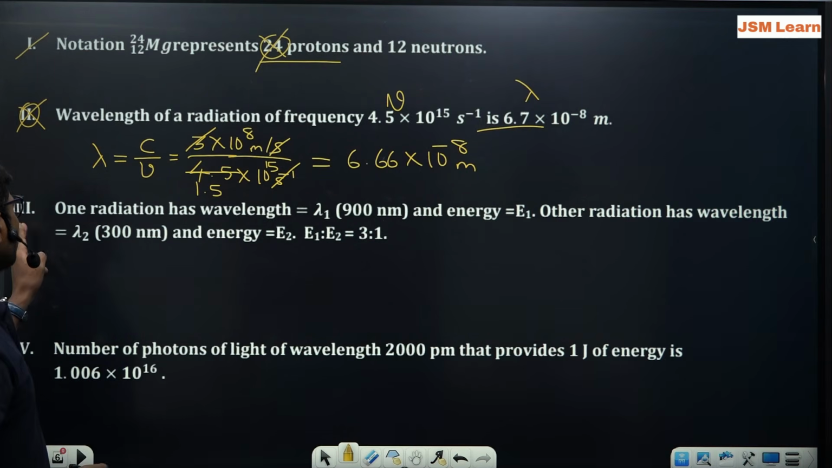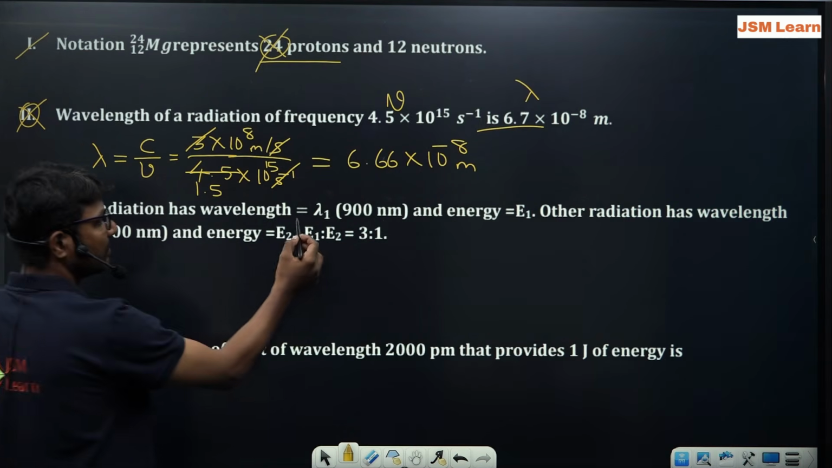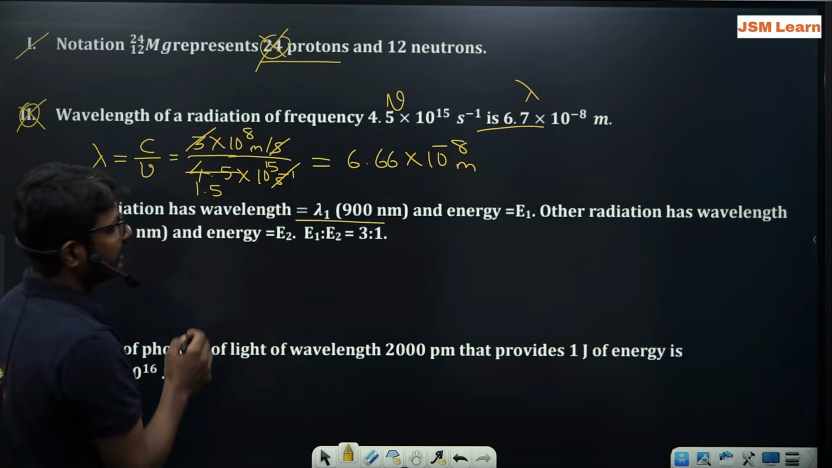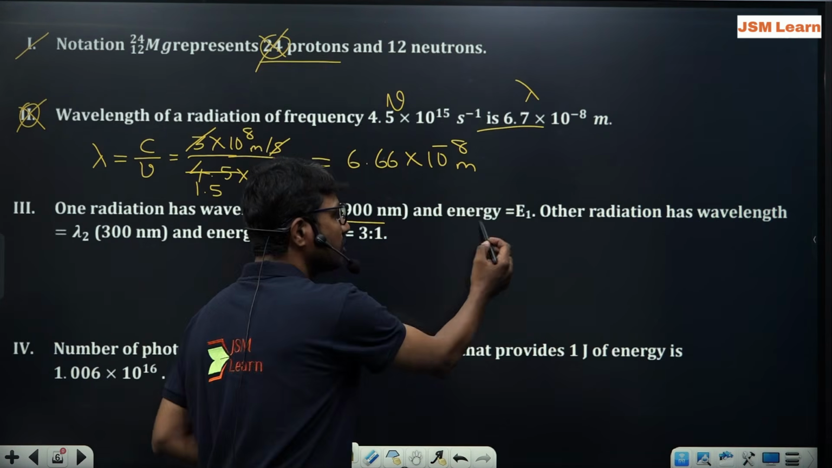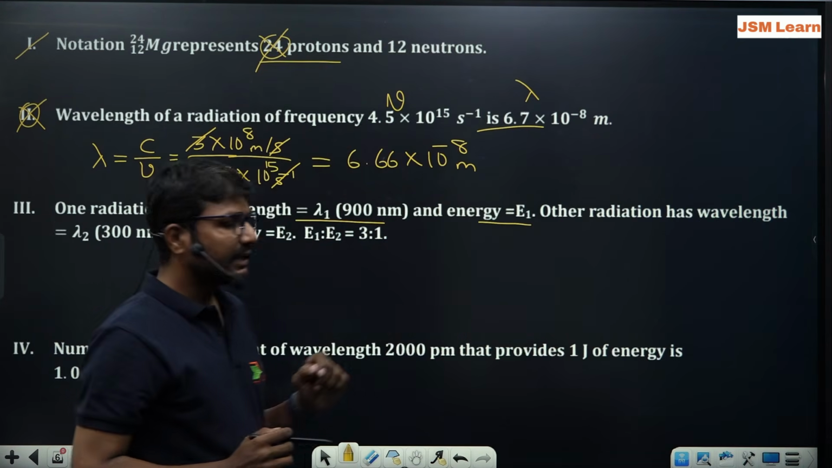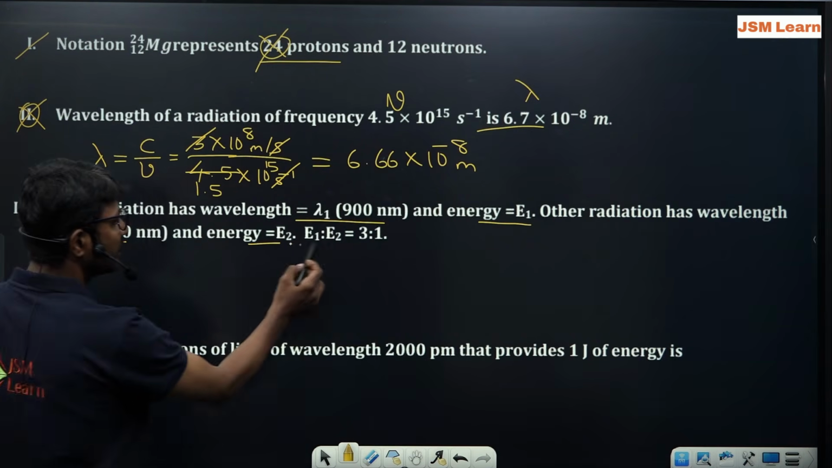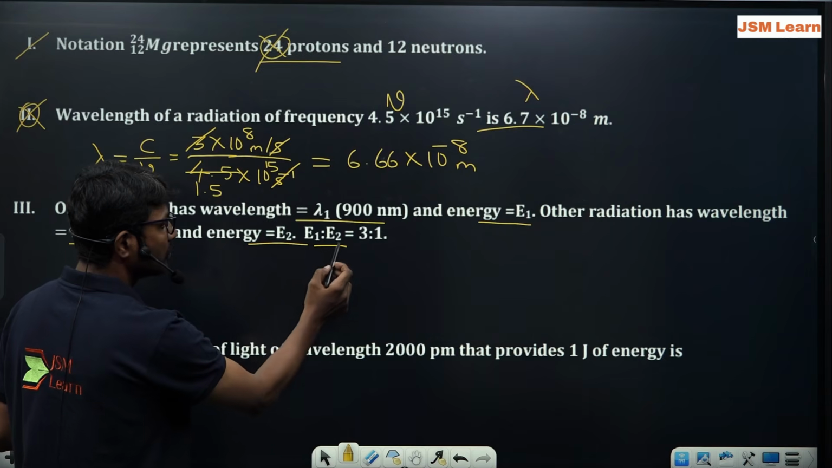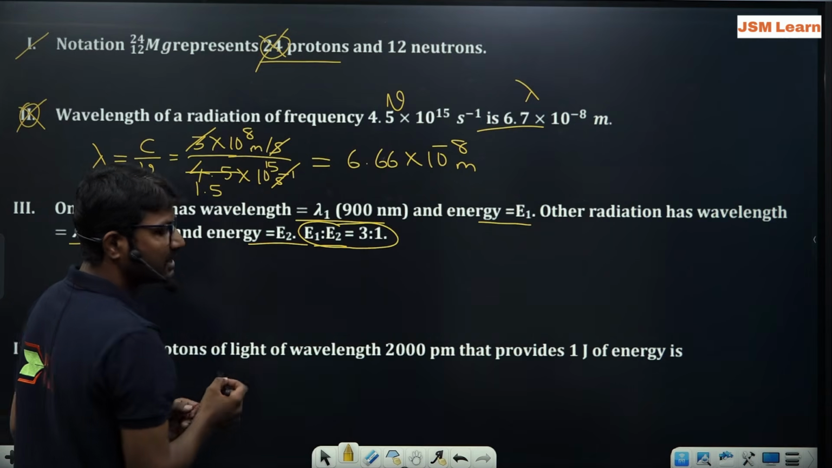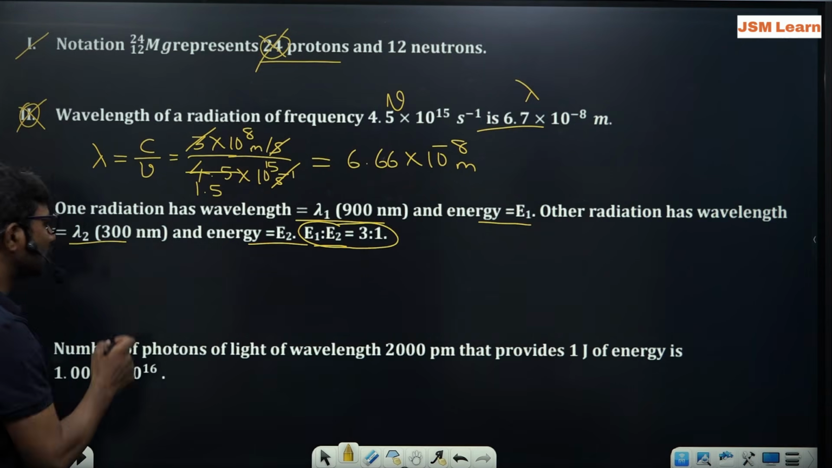So now, the third one: a radiation has wavelength lambda 1 of 900 nanometers, and its energy they have provided as E1. The other radiation has the wavelength lambda 2 of 300 nanometers, and its energy they have given as E2. So E1 is to E2, the energies ratio, they have given as 3:1. Whether this information is true or false, let us see.